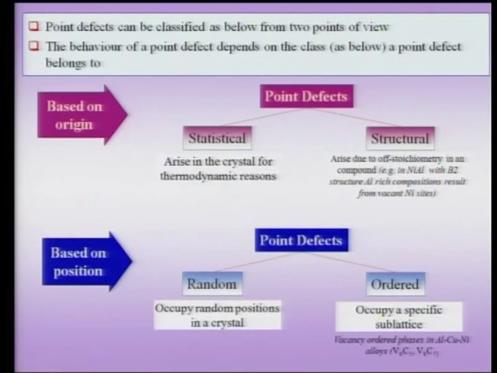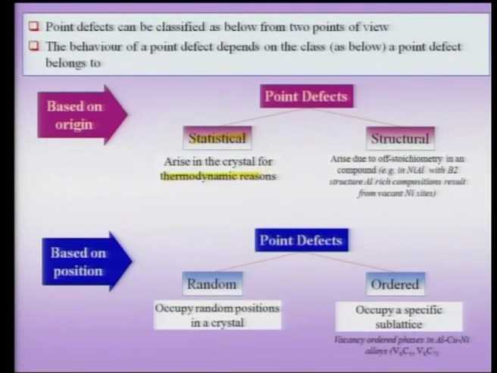Now, with this basic definition of vacancy, let me go back to the classification of point defects based on origin. We have already seen that the statistical origin is because of thermodynamic reasons. For instance, in the case of vacancy there are thermodynamic vacancies which are created purely because of Gibbs energy minimization.